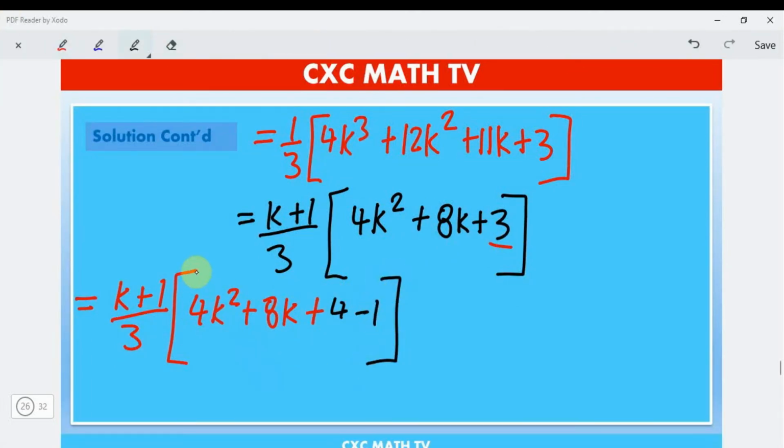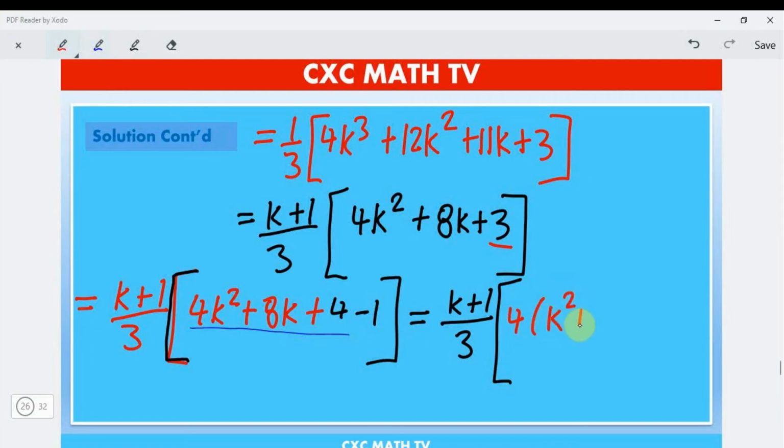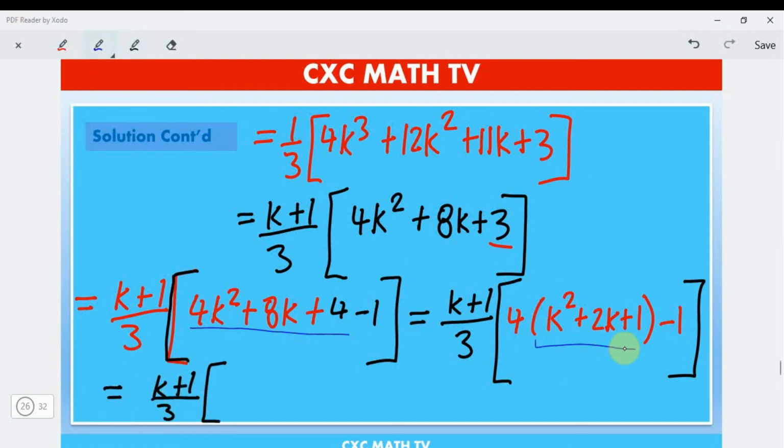Now you're probably wondering, why would you do that? Because look at this. We can then factor out 4 from these three numbers. Factoring out 4, we'd have 4 in bracket k squared plus 2k plus 1, and then we subtract 1. But then guess what? k squared plus 2k plus 1 is (k plus 1) all squared. So now we get (k plus 1) over 3 times this part, which is (k plus 1) all squared. In other words, this becomes 4 times (k plus 1) all squared minus 1.